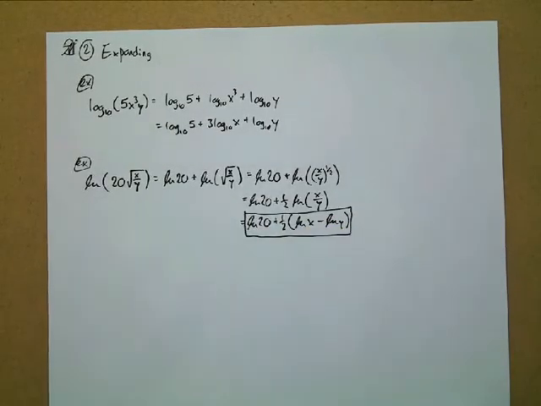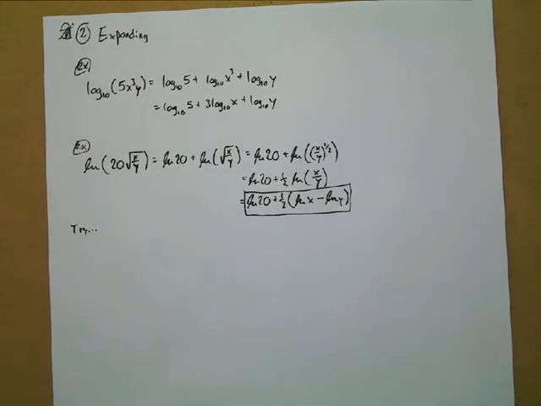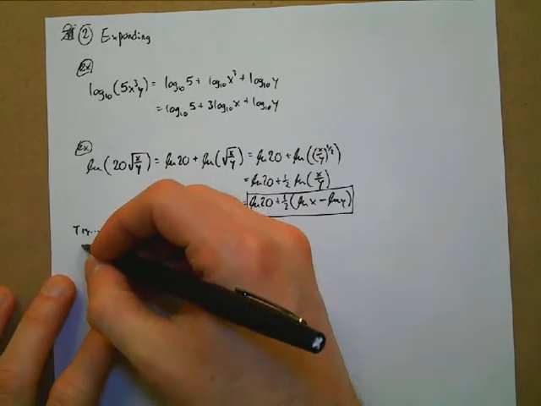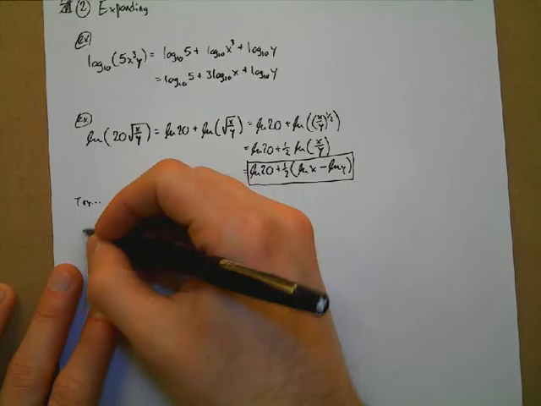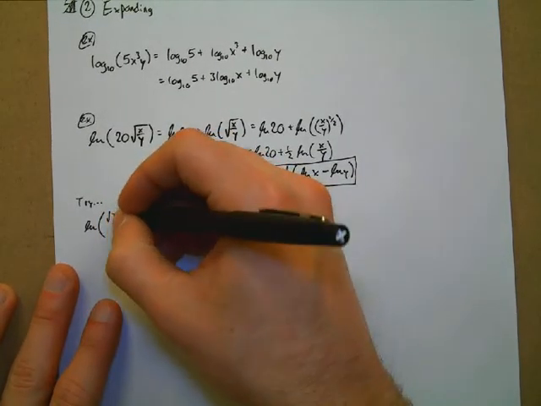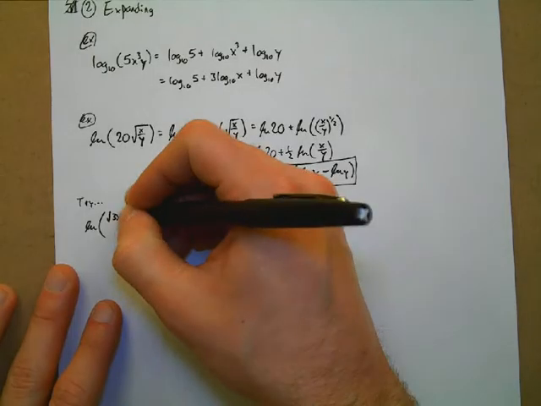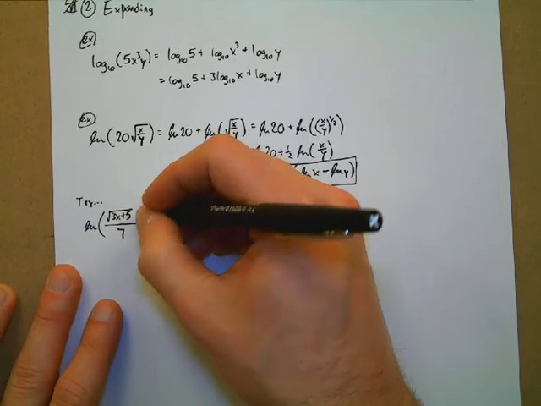All right, let me have you guys try one then. I'll give you another natural log. Natural log of the square root of 3x plus 5, all over 7.